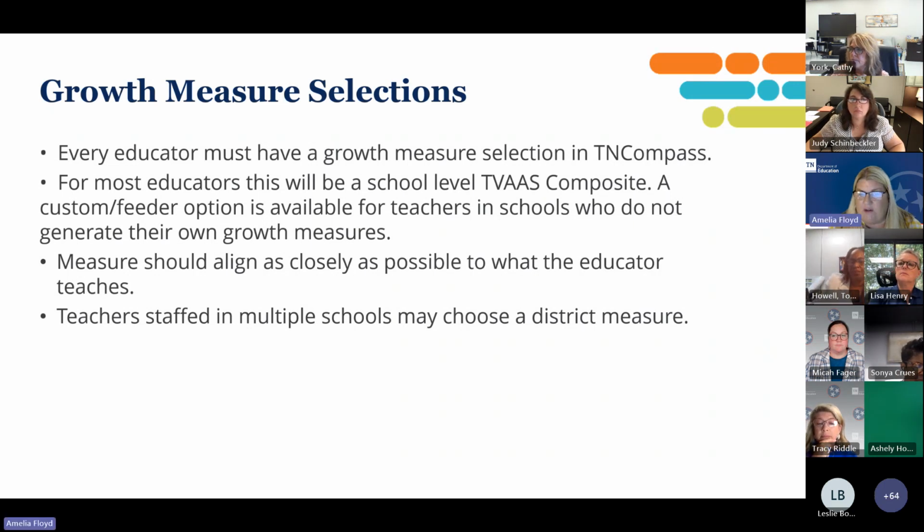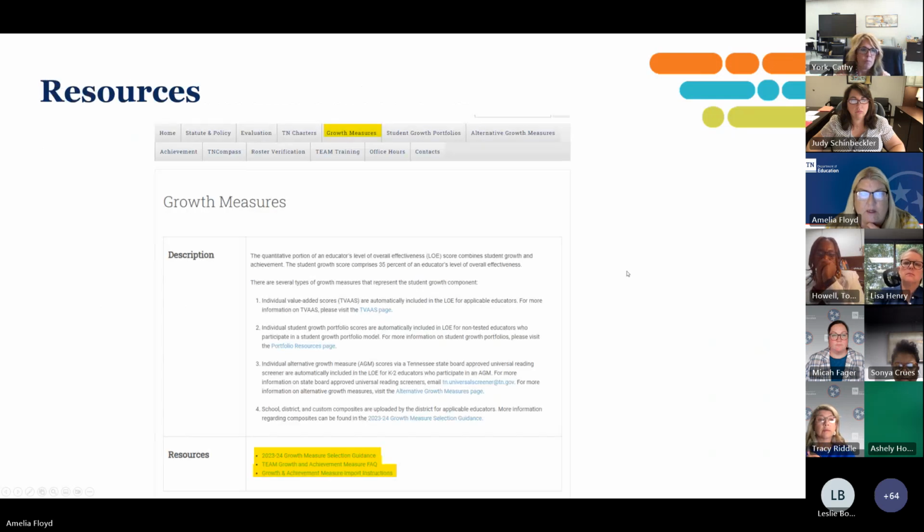And teachers that are staffed in multiple schools may choose a district measure. You also have the option for teachers that are staffed in multiple schools to set their master school. You set their master school, and that's the school their growth scores will come from. Resources for growth measures are on the TEAM website under the growth measures tab. The 3 that I've highlighted at the bottom are probably the most useful for you this year. These are all specific to this year.